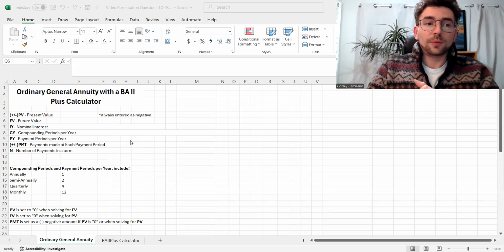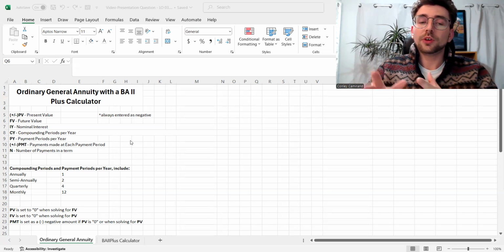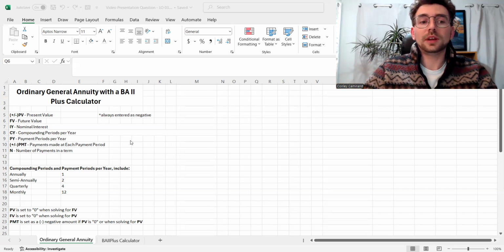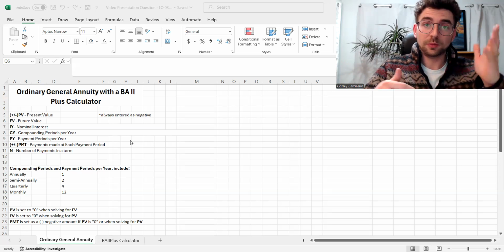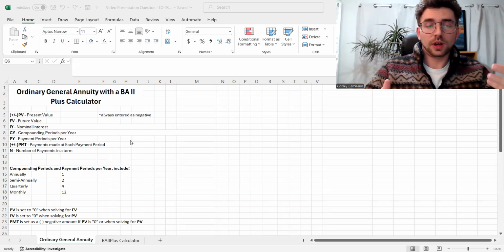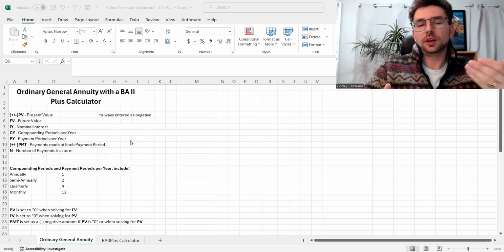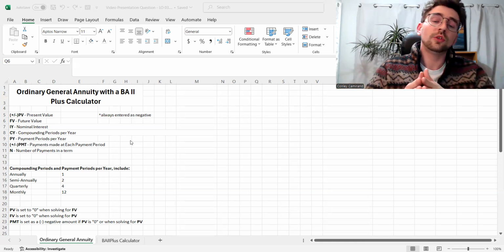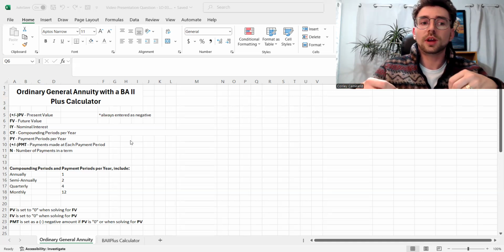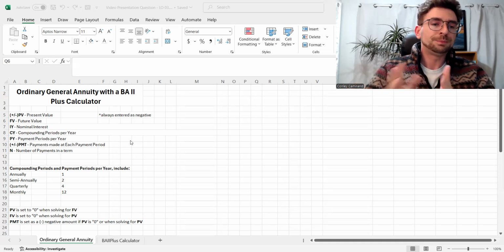Similarly with PY, which is payment periods per year, the PY relates to PMT, the payment made at each payment period. So PMT relates to PY similarly to how CY will always relate to IY, but don't get the two confused because they're still separate. IY will always relate to CY. PY will always relate to the PMT part of the components.